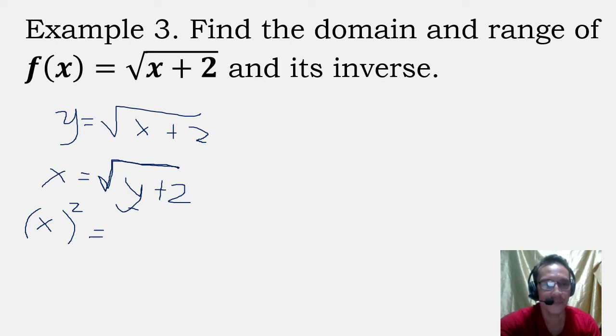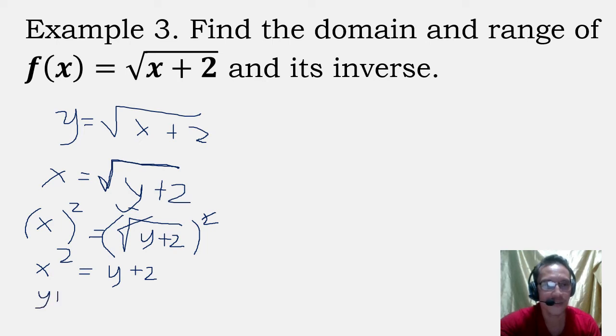So, if we square square root of y plus 2, we have to square this to eliminate the radical sign. So, this 2 can be cancelled out to the radical sign, so that x squared is equal to y plus 2. So let us interchange this para mas madali nating masolve yung y. So that y plus 2 is equal to x squared. Okay.